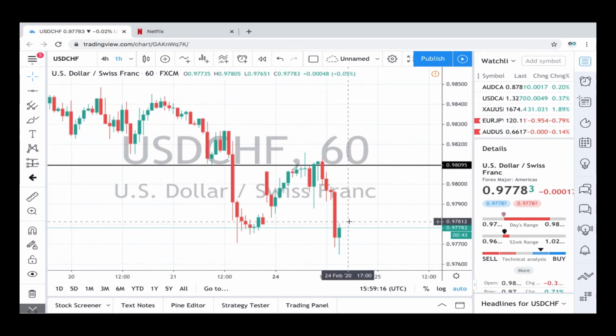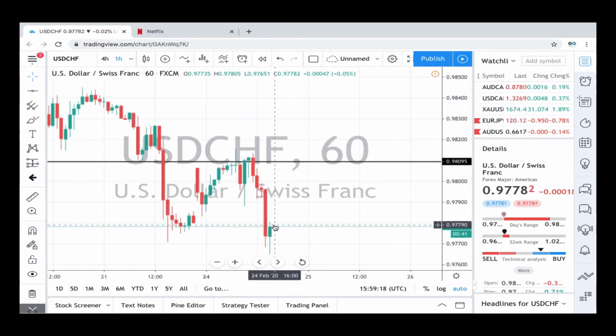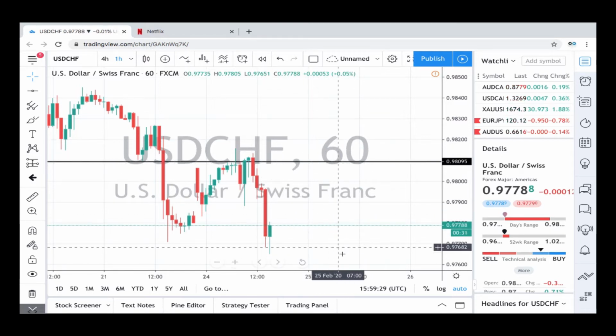So that's basically what the sell limit order is for. It's for a reversal entry. You're practically anticipating price hitting that level and then reversing. As soon as price hits this level, the order will be executed and then the sell starts running.